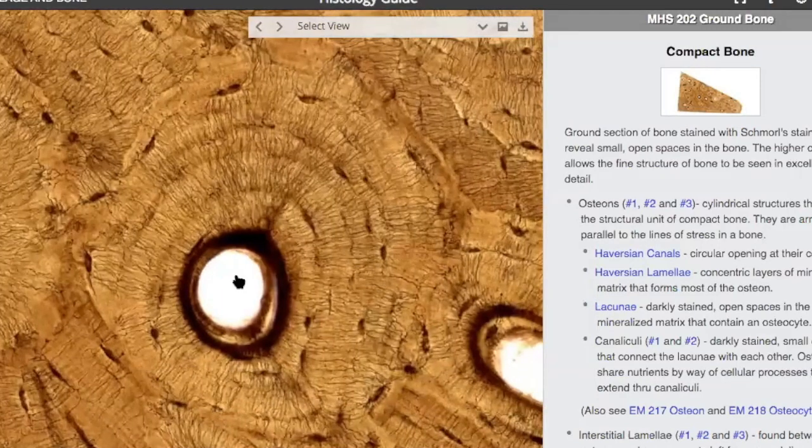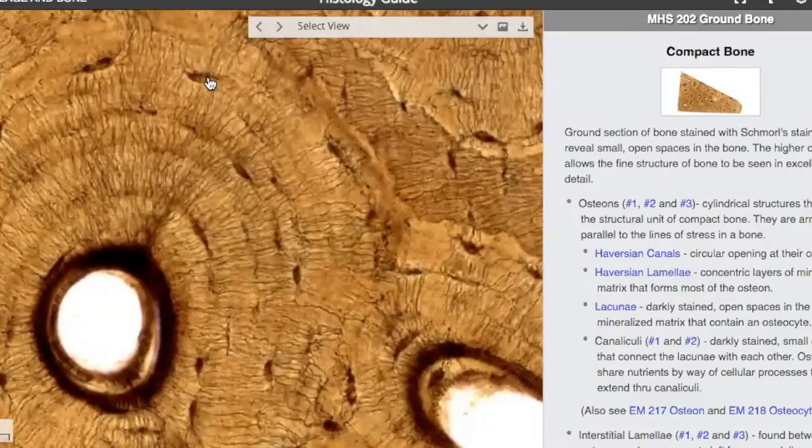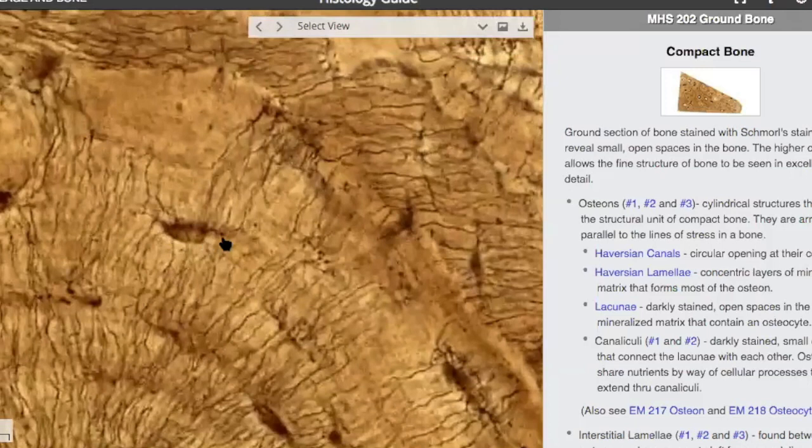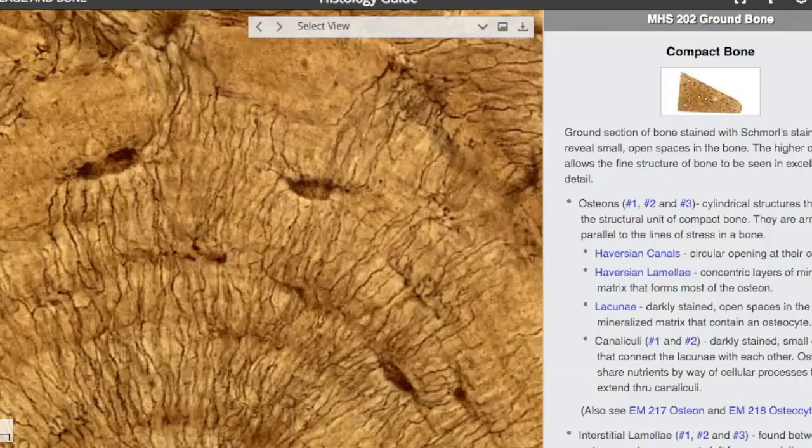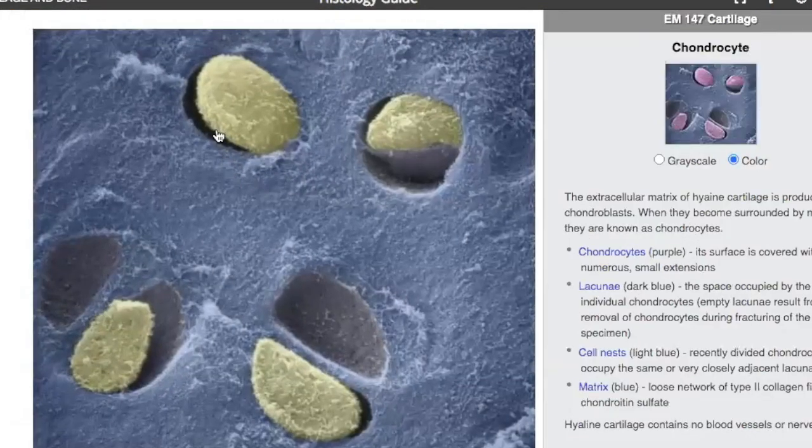Because this is either what's called a ground bone or burnt bone preparation, where they removed all the organic material, and the only thing that's left is that mineralized matrix and all the structures that were there. So here's that central canal we were looking at, right? And then the circles around it, which are called lamella. And then embedded within those circles, those layers, are those spaces, the lacuna. Right, this is where the osteocyte would be sitting. Remember, I showed you this right here.